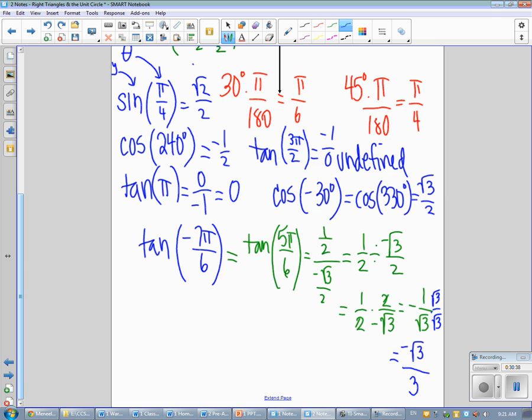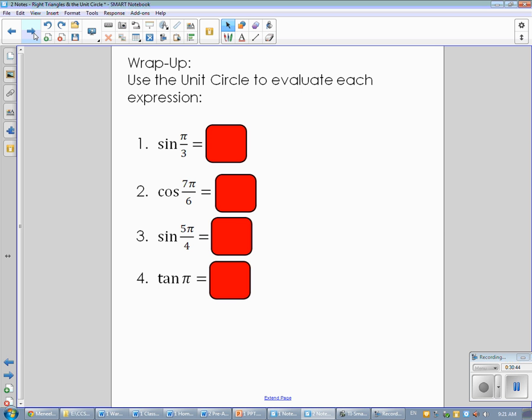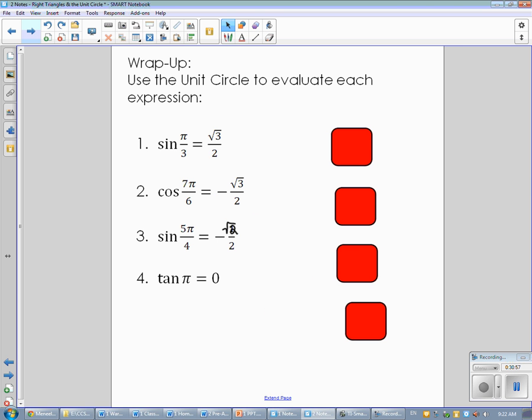Okay, I know I've covered a lot. What I'd like you to do is press pause, and go ahead and evaluate those 4 functions. Okay, and if you've done it correctly, these are the correct answers. And that should be a negative square root of 2 over 2.